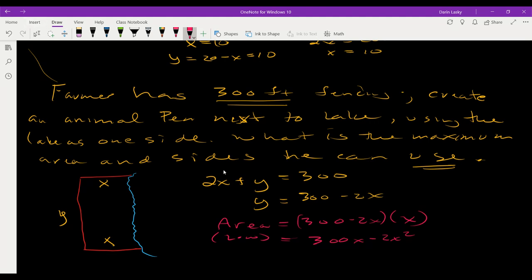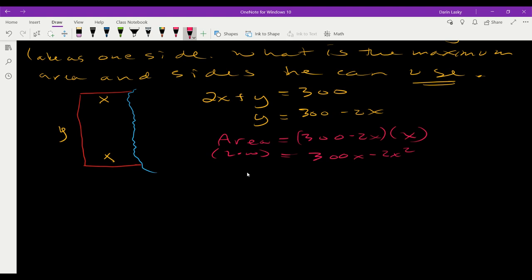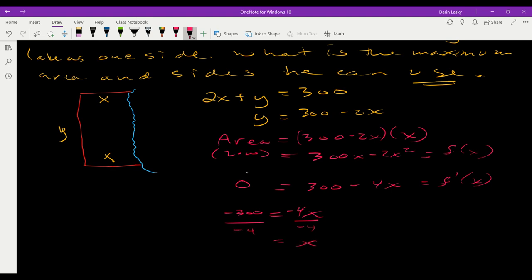How do I find the maximum area of that? I find the maximum area by setting the derivative equal to 0. So we're going to take the derivative of this. This is my f of x, so now I'm going to do my f prime. My f prime is 300 minus 4x equals 0. So negative 4x is equal to negative 300. I divide both sides by negative 4, and I get x is equal to 75. So now I've got a side of 75 and a side of 75.